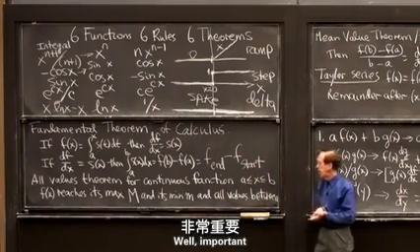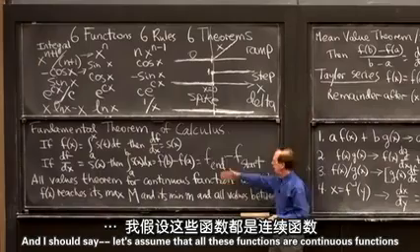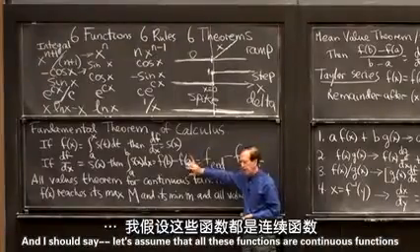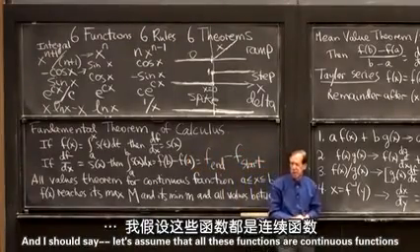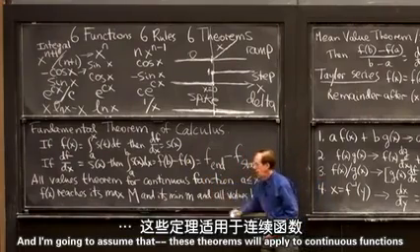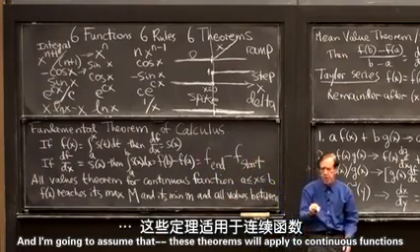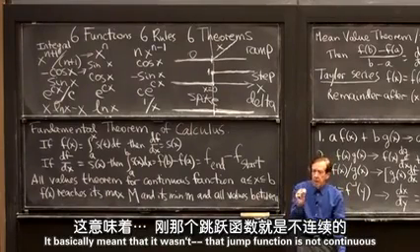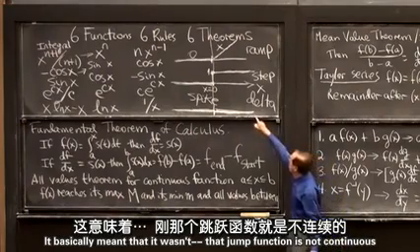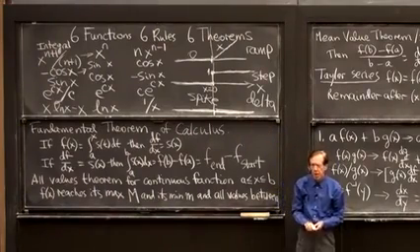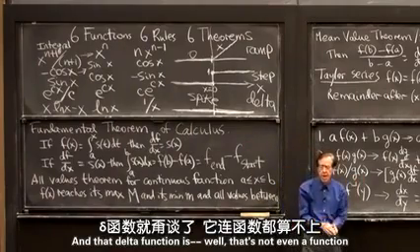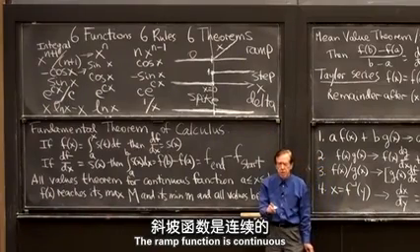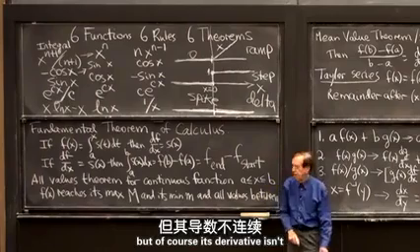Well, important. Now, and it's, I should say, let's assume here that these functions are all continuous functions, and I'm going to assume that these theorems will apply to continuous functions, and you remember what that meant? Basically it meant that that jump function is not continuous. And that delta function is, well, that's not even a function. The ramp function is continuous, but of course the derivative isn't. Okay.